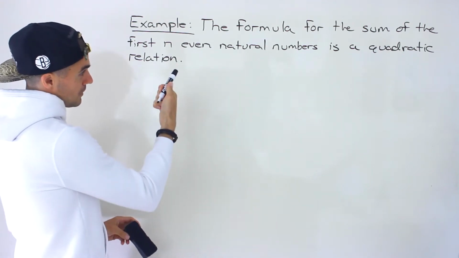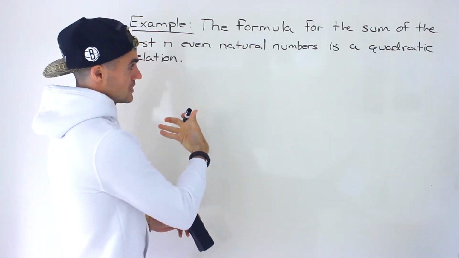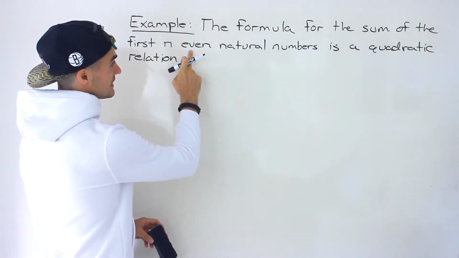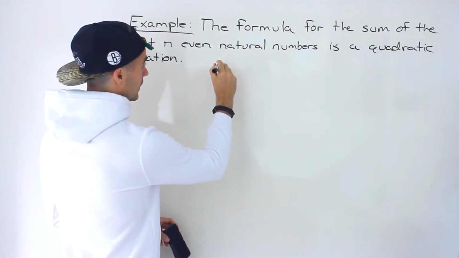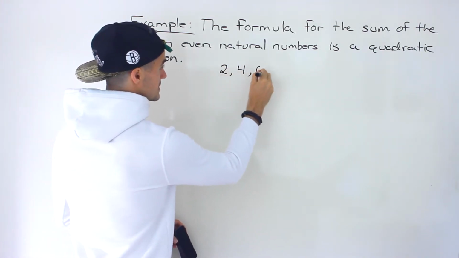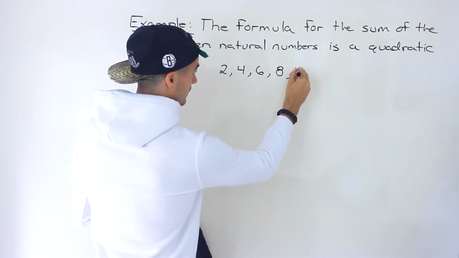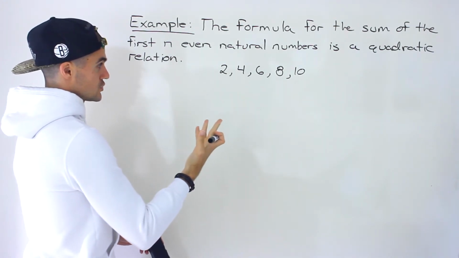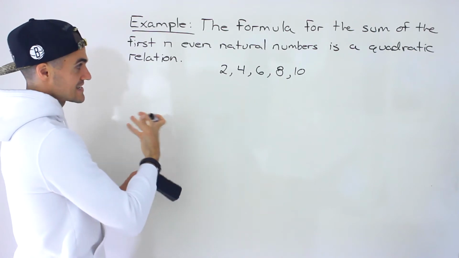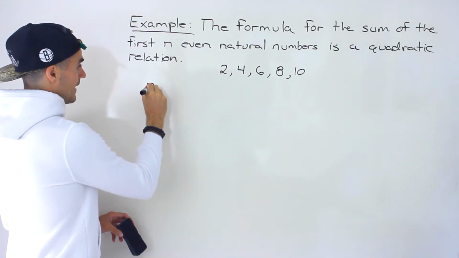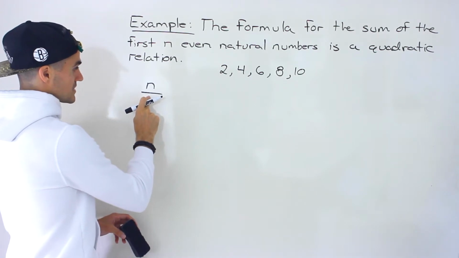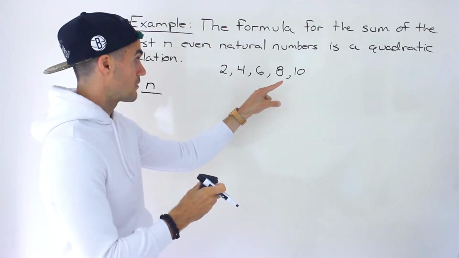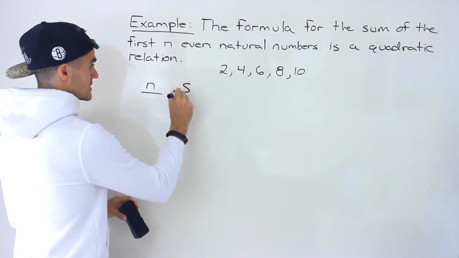So remember, what are natural numbers? Basically, it's all of the positive integers, 1, 2, 3, etc. But we're dealing with the even natural numbers. So that would be what? 2, 4, 6, 8, 10, etc. Basically, all of the positive even integers. And so what we're doing is we're finding the sum of them. So what n represents here, this column, represents the number of these even numbers that we're dealing with. Okay, and then let's let s be the sum of them.